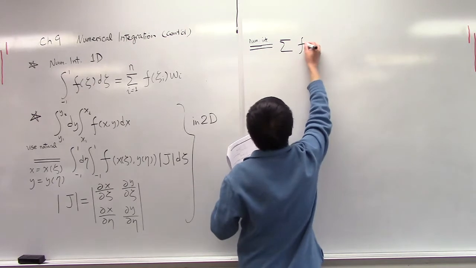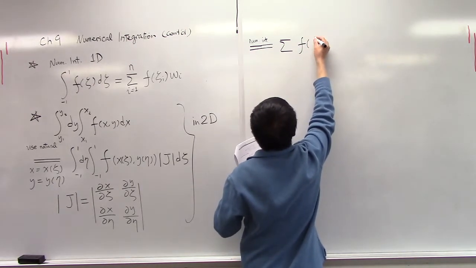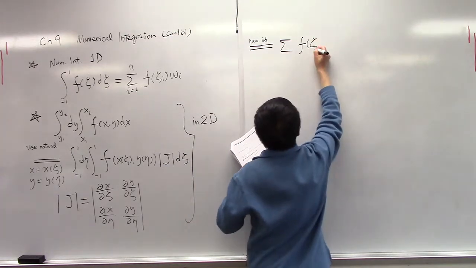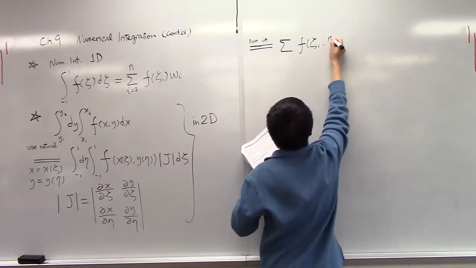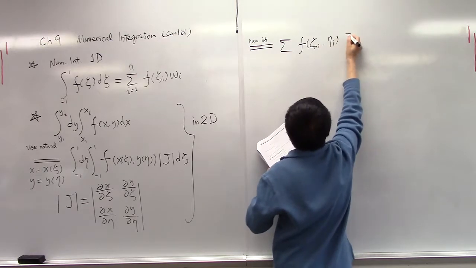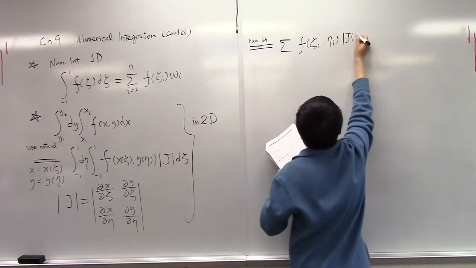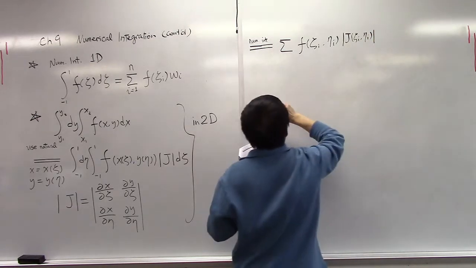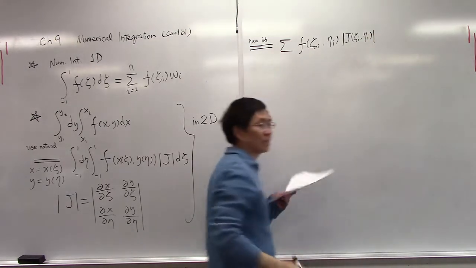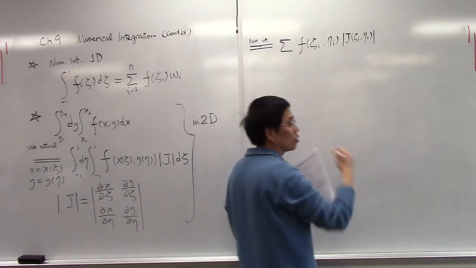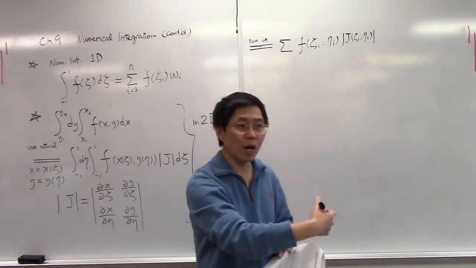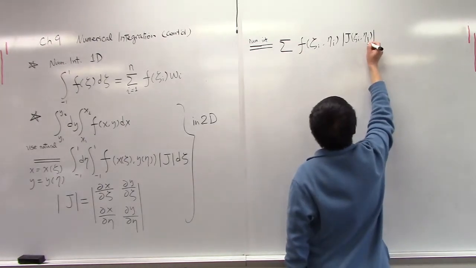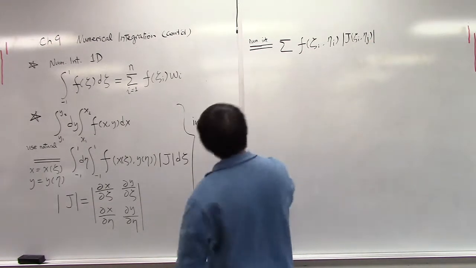Alright, so now we have f, and you select certain locations. Let's call these theta_i, eta_i, the integration points. So this is the integrand at a certain location, then times the weight. Because you integrate twice, the weight will be multiplied twice.